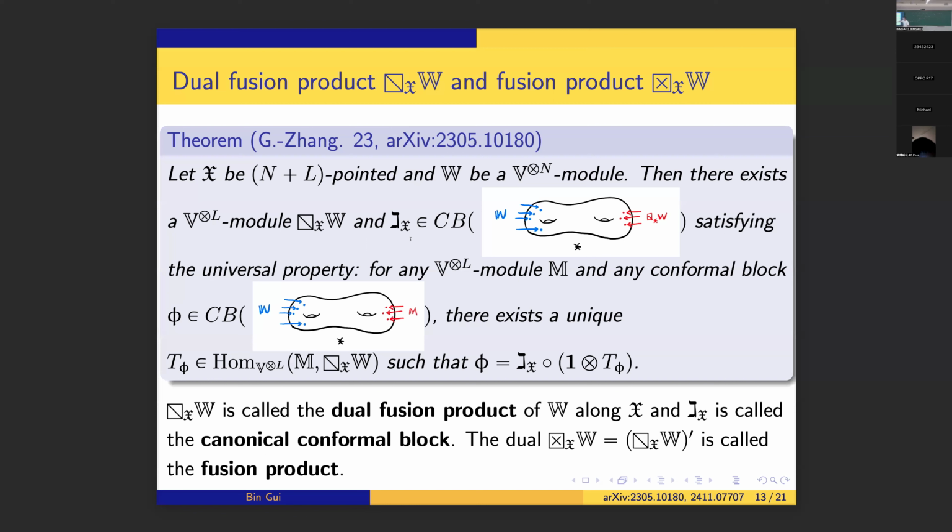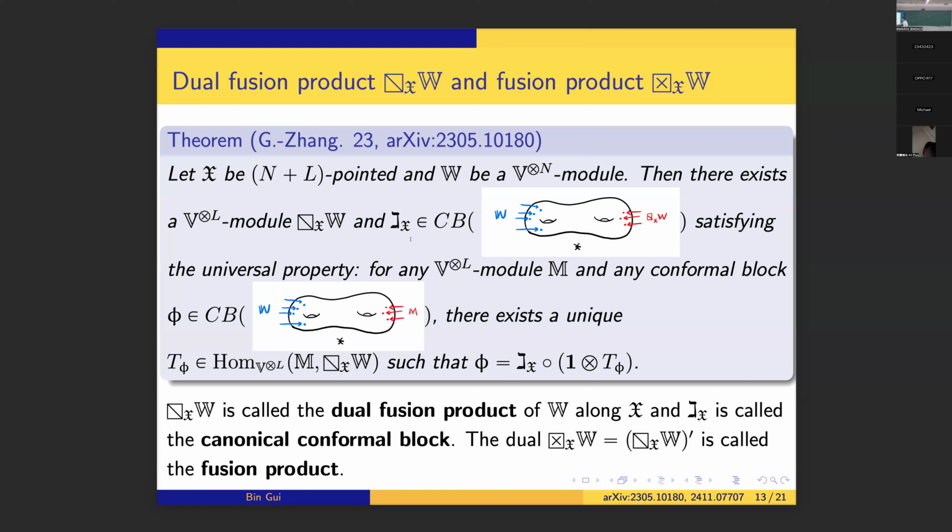There are many possible choices of module, and whenever you fix a module N, which is a V-tensor-N module, you have a lot of choices of conformal blocks, and there is a universal way to formulate these things. This is really the definition of the dual tensor product. It is a V-tensor-N module, called box backslash W, together with this canonical conformal block, a conformal block associated to this data, satisfying a universal property: for any module you put on the right-hand side and any conformal block that you choose, it could be factored through the canonical conformal block and a homomorphism.